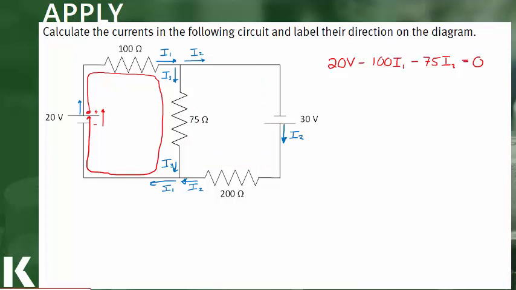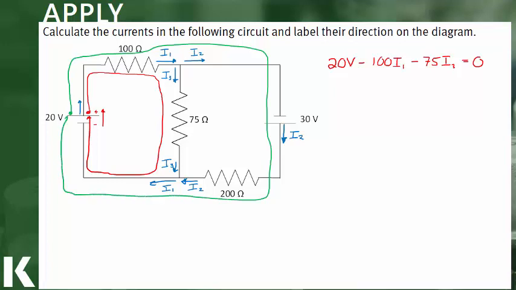We have to draw our second loop. So we're going to start at our 20-volt battery. We're going to go around following the current. So this will be essentially the entire thing. So notice again, we are going from the negative to the positive terminal of that 20-volt battery. So it's going to be a positive voltage. Our current I1 goes through this 100 ohm resistor. So we lose voltage. So minus 100 I1.